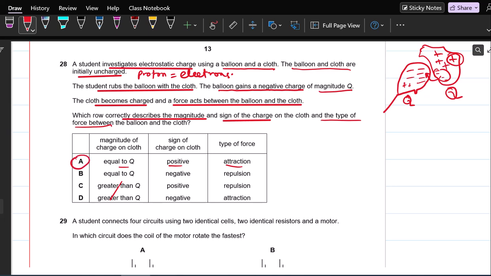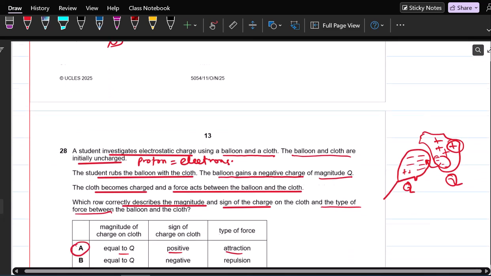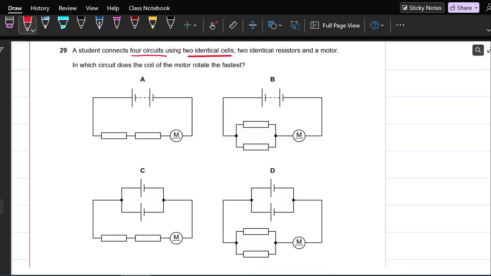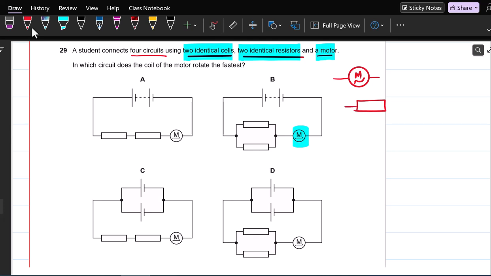Moving to question 29. A student connects four circuits using two identical cells. Okay. Two identical resistors and a motor. Okay. These are the components. Two cells, two resistors, and a motor. So this is the symbol of motor. Dear students, remember the symbol of motor like this. And this is the symbol for resistor. And this is the symbol for cell.